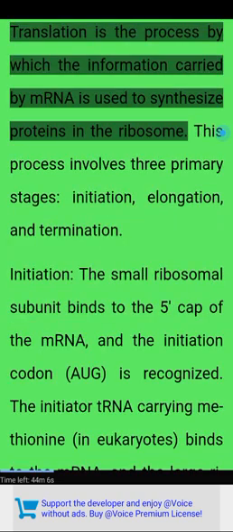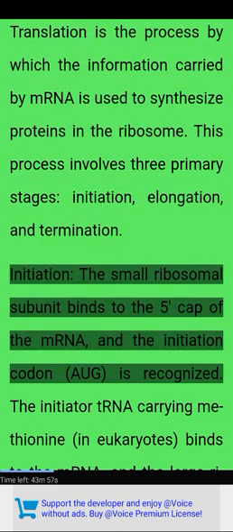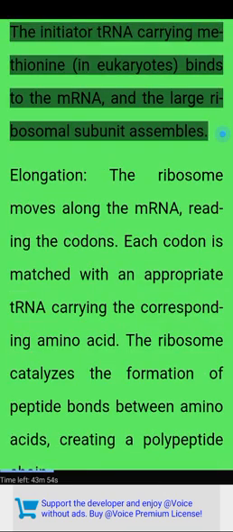Translation. Translation is the process by which the information carried by mRNA is used to synthesize proteins in the ribosome. This process involves three primary stages: initiation, elongation, and termination. Initiation: the small ribosomal subunit binds to the 5' cap of the mRNA, and the initiation codon AUG is recognized. The initiator tRNA carrying methionine in eukaryotes binds to the mRNA, and the large ribosomal subunit assembles.